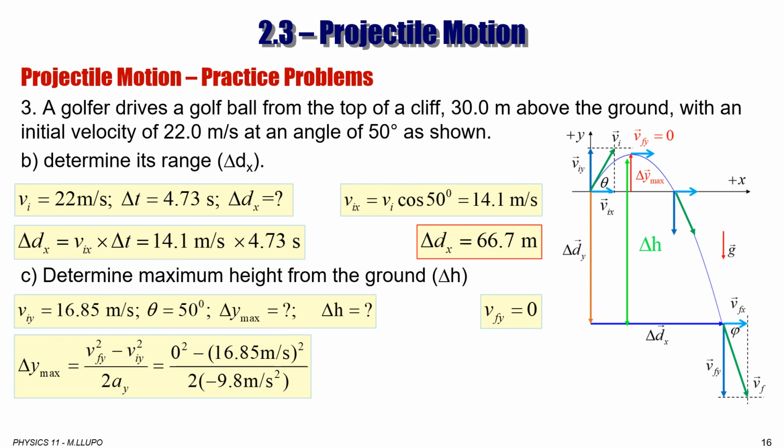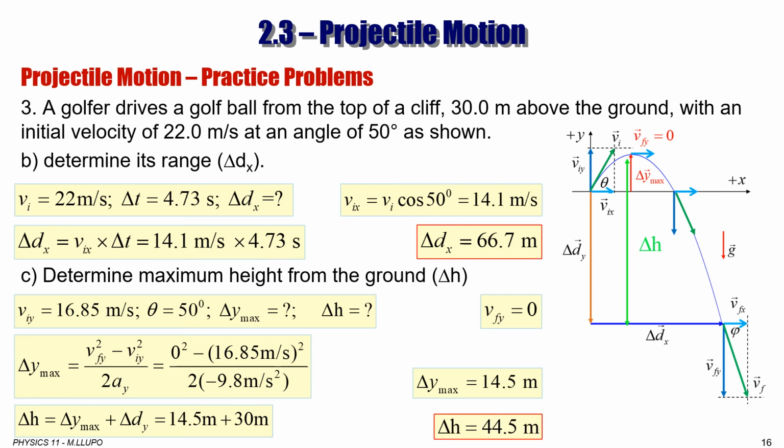That will serve us to solve for delta y maximum, which is 0 minus V initial y, which we already have, 16.85 meters per second, all to the power of 2, divided by 2 times negative 9.8 meters per second squared. And if you plug that in the calculator, you'll get 14.5. And then you add 30, which is delta dy, and we'll get 44.5 meters.